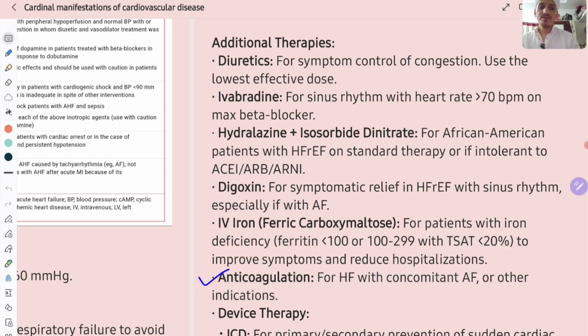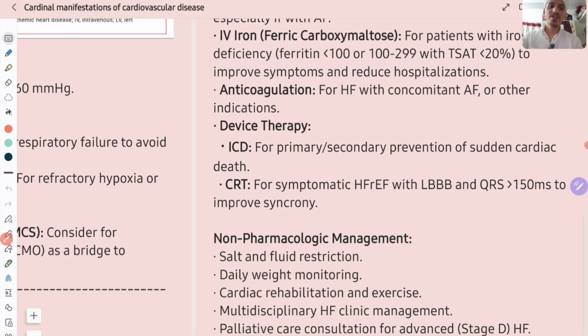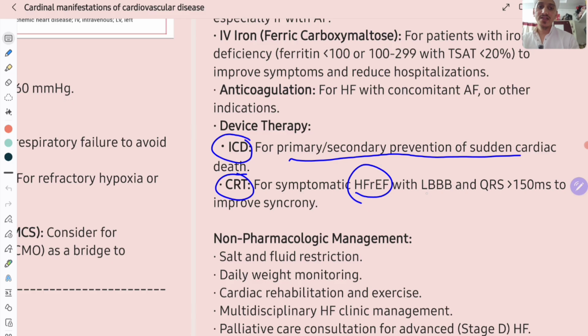Anticoagulation: when there is concomitant AF, you should plan for anticoagulation. So iron therapy, anticoagulation. Okay. Device therapy. So when will you plan for device therapy? ICD, implantable cardioverter defibrillator, for primary or secondary prevention of sudden cardiac death. Cardiac resynchronization therapy for symptomatic HFrEF with left bundle branch block and QRS duration more than 150. These are the indications for CRT.